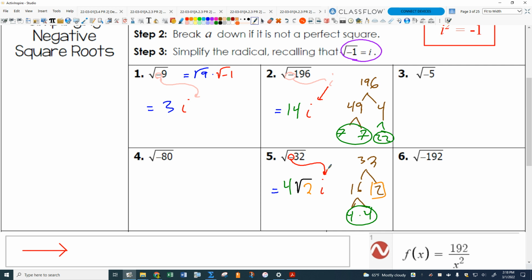So typically what we'll do is we'll just put that i in front of the radical, and we'll just rewrite this as 4i times the square root of 2. But either way, it doesn't really matter. If you see it that way, don't be confused. That's why this is a little safer to write it that way is all. Okay?